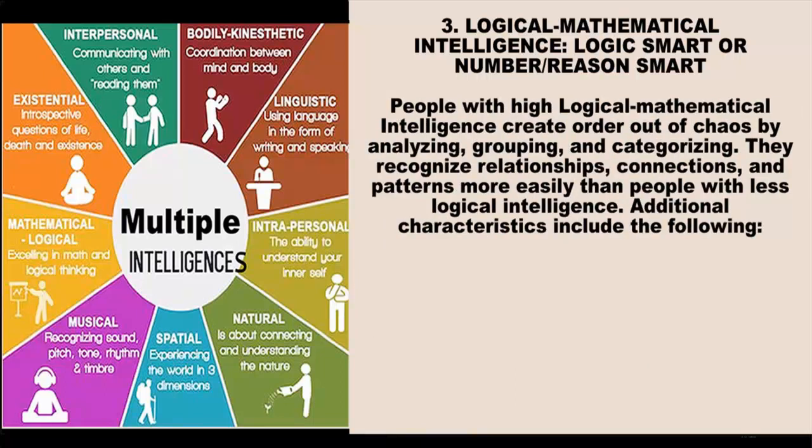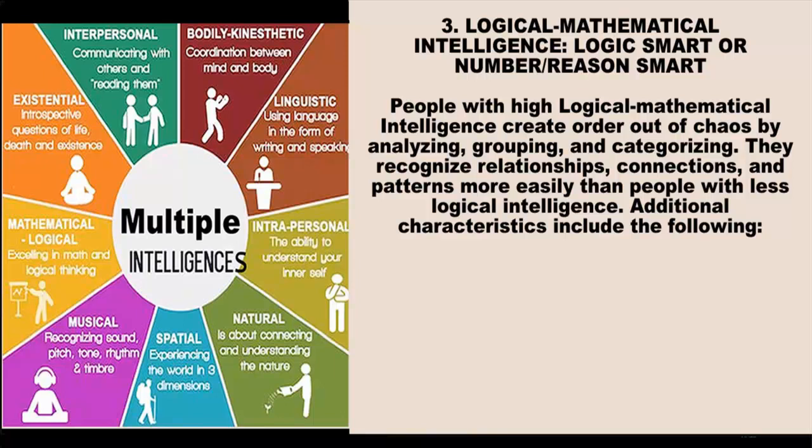People with high logical mathematical intelligence create order out of chaos by analyzing, grouping, and categorizing. They recognize relationships, connections, and patterns more easily than people with less logical intelligence.